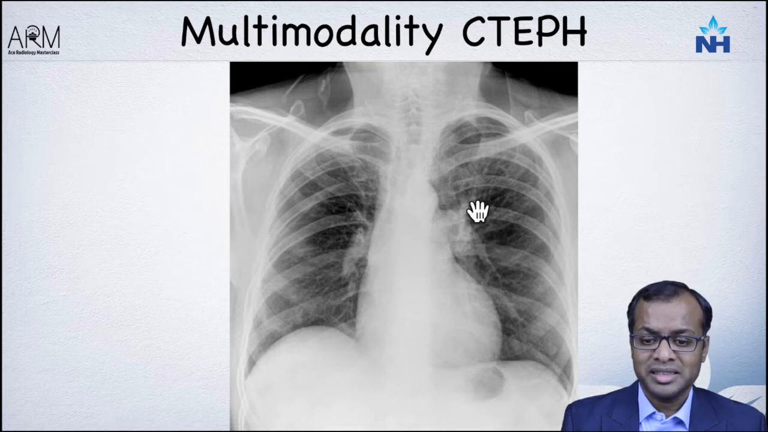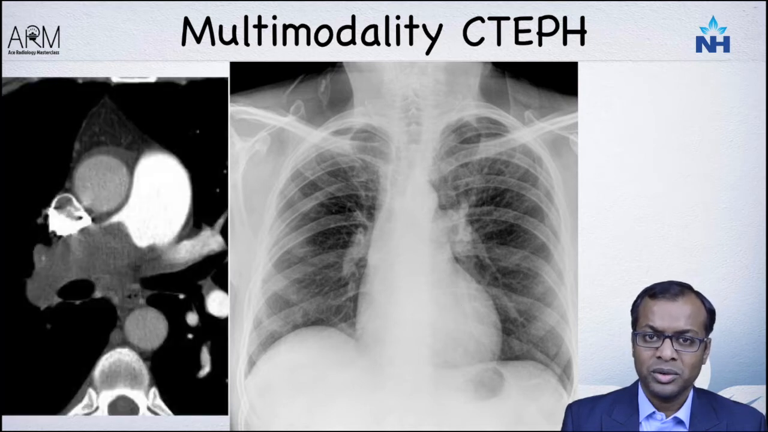So you can see this is a central pulmonary artery here. You can see the lower lobe branches and the upper lobe branches. And then you see this vessel here. The lung also looks a little hypoplastic, and this vessel is much smaller than the other side.